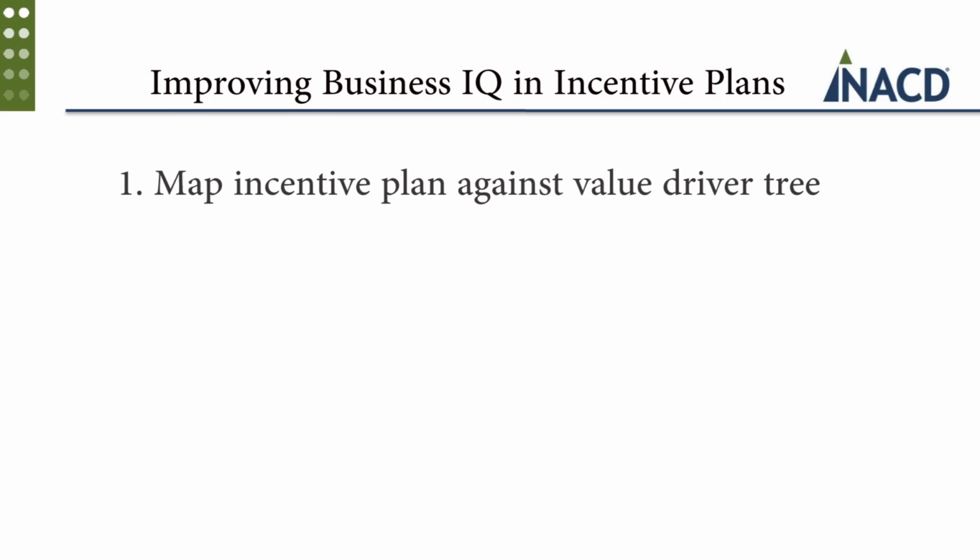Under the umbrella of business IQ, what 4 or 5 things should compensation committees be doing a little differently in terms of bringing business IQ to their coalesced talks and planning? Well, I can think of 3 things off the top of my head. One, for existing incentive plan designs, take your value driver tree and map the incentive plan against the value driver.